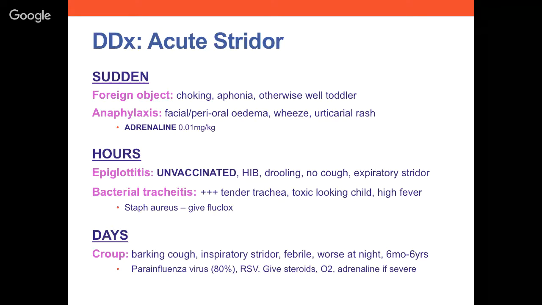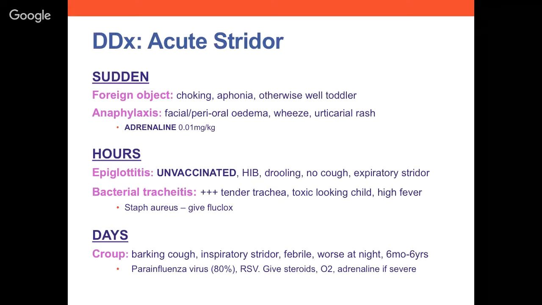Cool. Anaphylaxis is the other thing. So they're allergic to something. They get facial and perioral edema. They'll get wheeze and they'll break out in a rash. If there are any doses that you have to know, adrenaline is 0.01 milligrams a kilogram. Yeah, just learn it. It's so important. How do you give adrenaline? Yeah, cool. Always IM. Best way to do it.